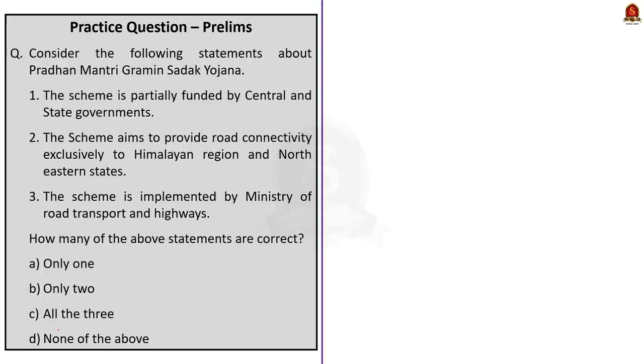Now look at this question about Pradhan Mantri Gramin Sadak Yojana. Three statements are given and you have to find how many statements given here are correct. See, here the correct answer for the question is option A, one only. First statement is actually correct. The scheme is partially funded by central and state governments. So it is a centrally sponsored scheme. Now the second statement is actually not correct. The scheme aims to provide road connectivity to all unconnected villages in the country, not just Himalayan and northeastern states. Now the third statement is also incorrect. The scheme is being implemented by the Ministry of Rural Development. So here the correct answer for the question is option A, only one.